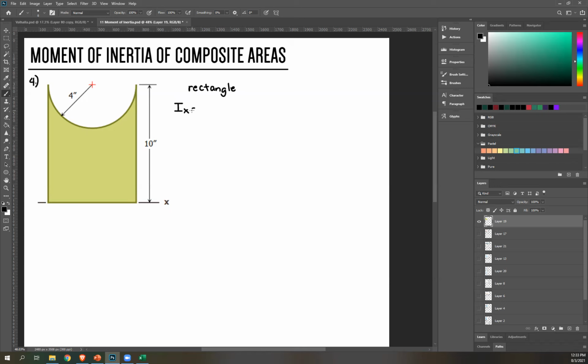Ix. Again, x is at the base of your rectangle. Can anybody give me the equation for moment of inertia of a rectangle about the base? Correct. Colin, Paulo.